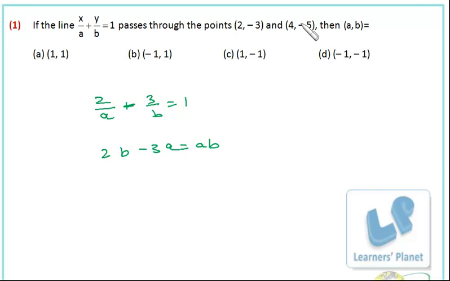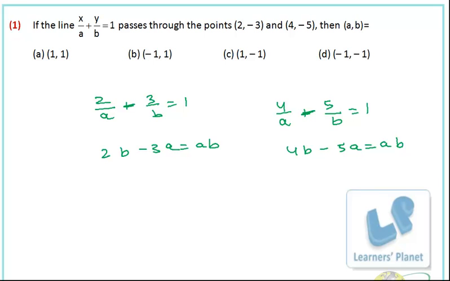Similarly, the line passes through point 4 and minus 5 also. So these points should also satisfy this. So 4 upon a plus, or it is minus 5 by b is equal to 1. So it is 4b minus 5a is equal to AB.